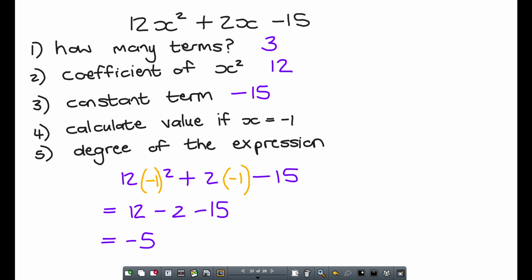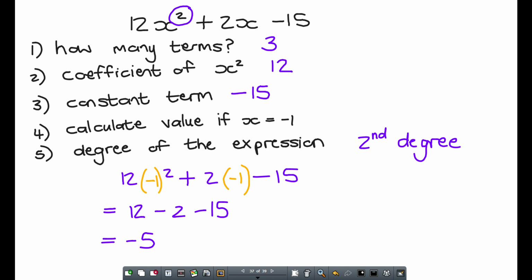Okay, so number 5 says degree of the expression. Now we said when we want the degree of the expression, we are going to look at the highest power. Now the highest power here would be that to the power of 2. So it means that it would be a second degree. That's fine. You just said 2. That's fine. I'll give it. Second degree.